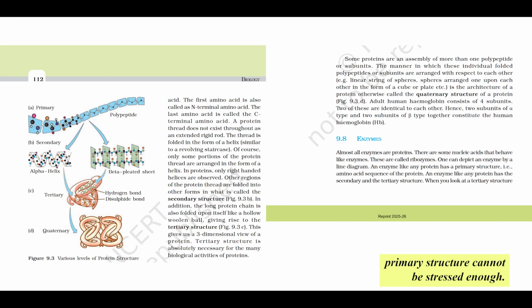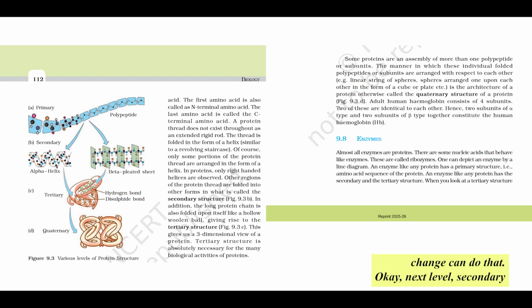The importance of primary structure cannot be stressed enough. This linear sequence, which is directly determined by the genetic code, DNA, dictates everything else about the protein's folding and its ultimate function. Even changing just one amino acid in this sequence can sometimes drastically alter the protein's shape and make it non-functional. Think of sickle cell anemia caused by a single amino acid change in hemoglobin. Wow, just one change can do that.